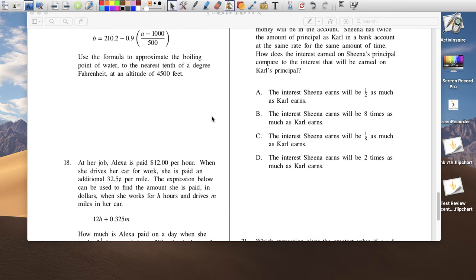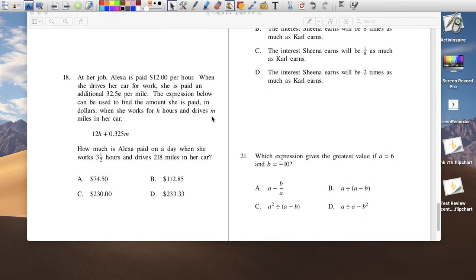Number 20. Oh, let me do 18. At her job, Alexa is paid $12 per hour when she drives to work. She also is paid an additional 32.5 cents per mile. The expression below can be used to find the amount she's paid in dollars when she works for H hours and drives N miles in her car. How much is Alexa paid on the day when she works 3.5 hours?